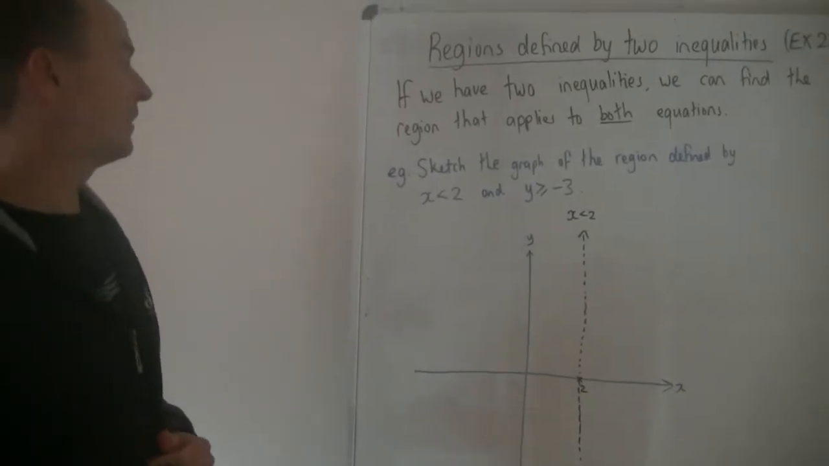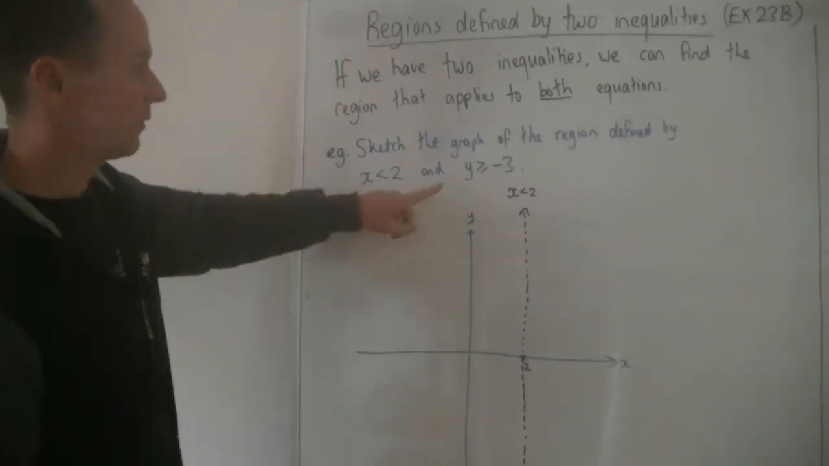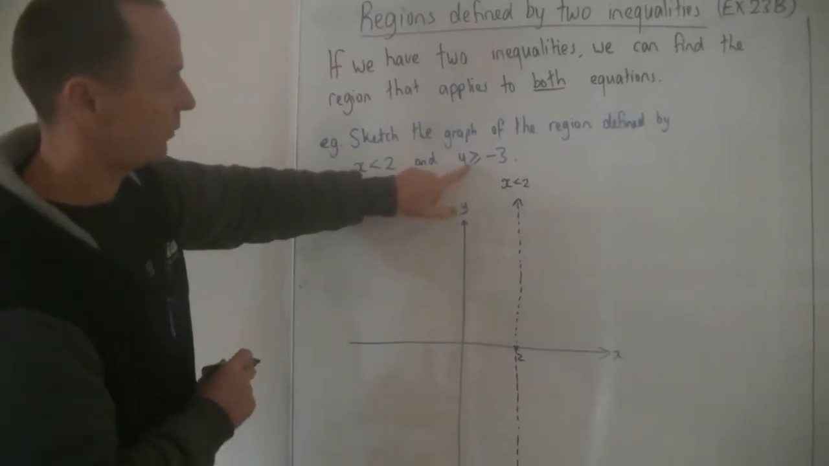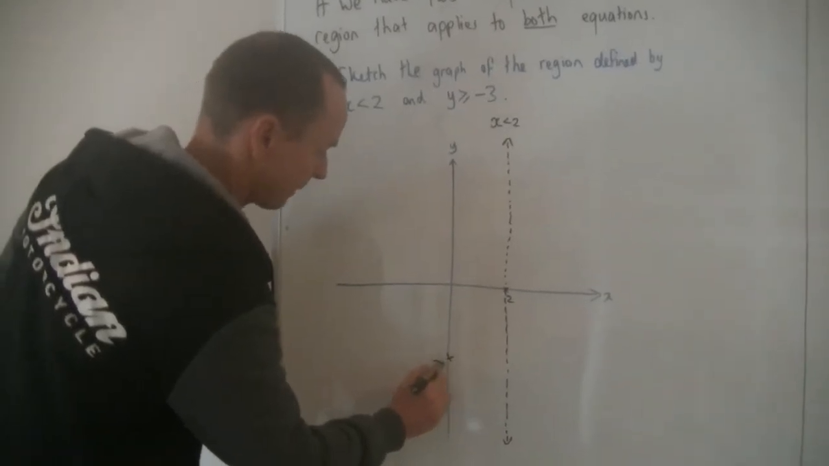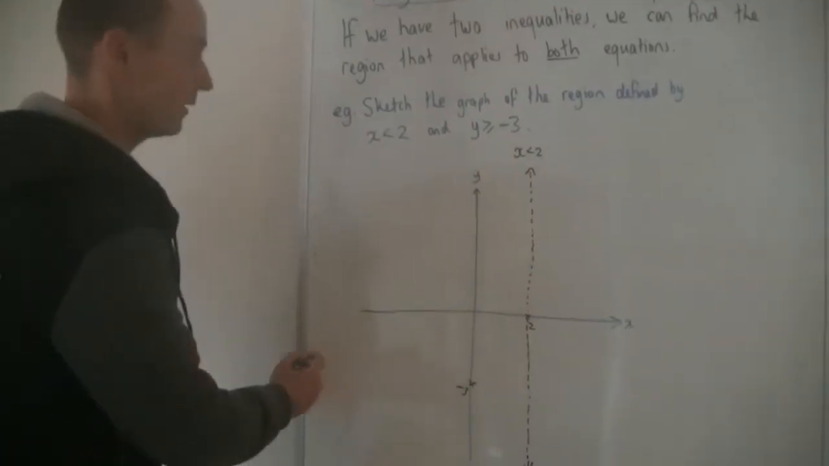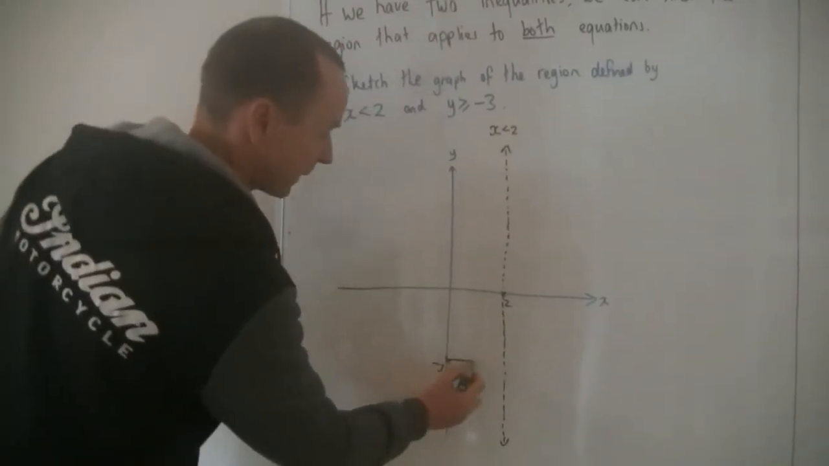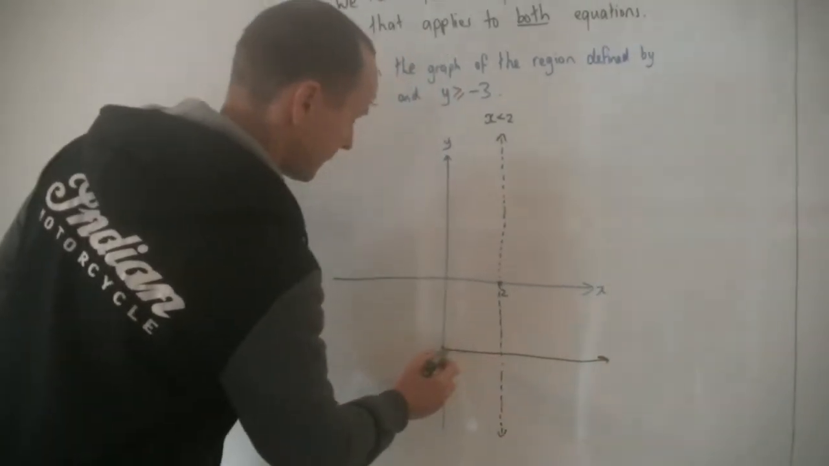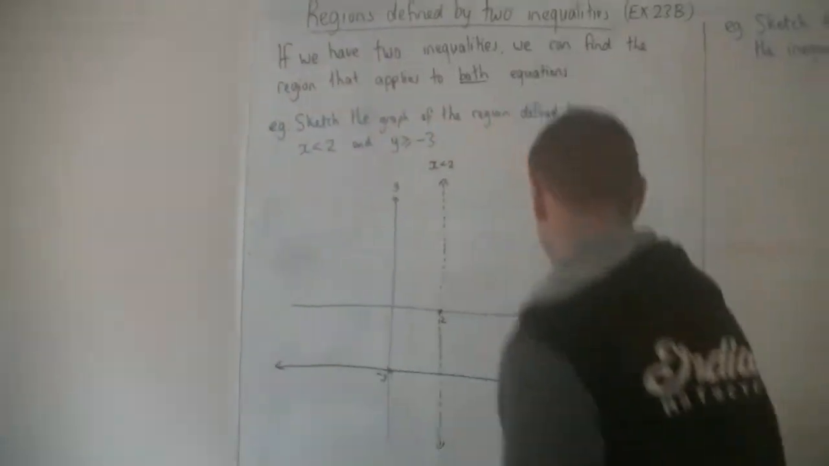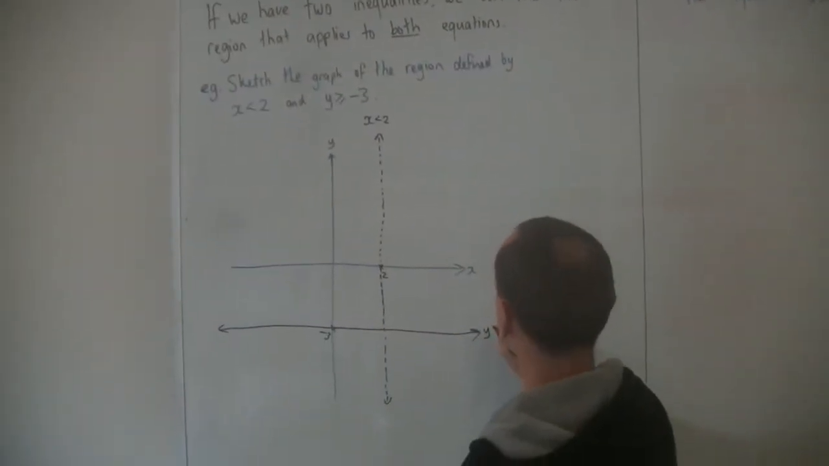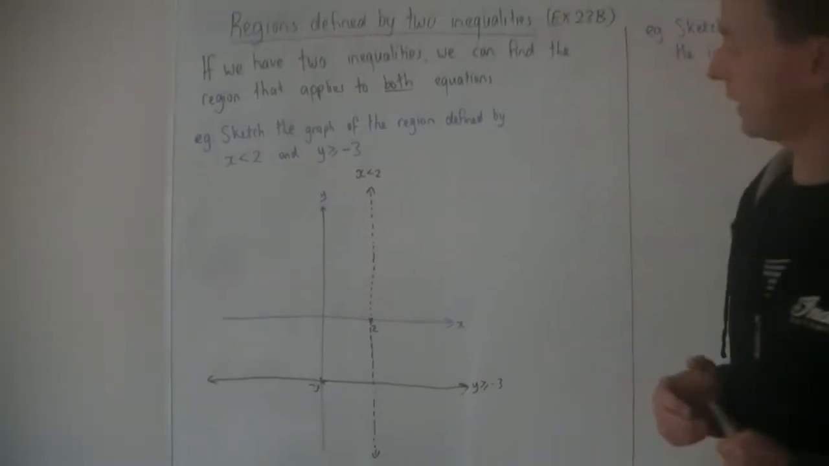Great. Now the next one, y is greater than or equal to -3. So to find the equation of it, I just need y equals -3. So -3 is about down here somewhere. So there's y equals -3, and it's a horizontal line across. And since it's equal to as well, it's a solid line. So hopefully you remember that one. So there's my graph for that one, and I'm going to label it as well. So it's y is greater than or equal to -3. Great. Now we've done our two graphs.